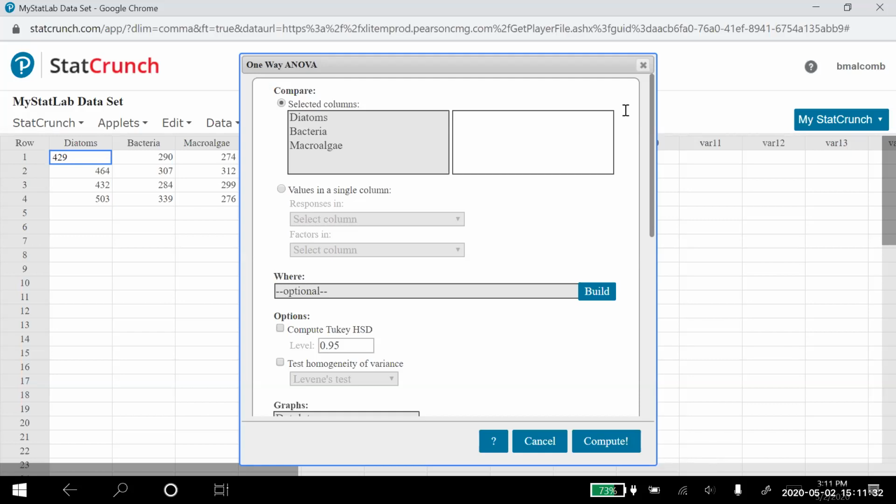And it says, what are your selected columns? Well, we want to select all of them because we're comparing all 3. Now we have to figure out, can I just pull this over? We've got diatoms. That's only selecting one at a time. That's not helping me out.